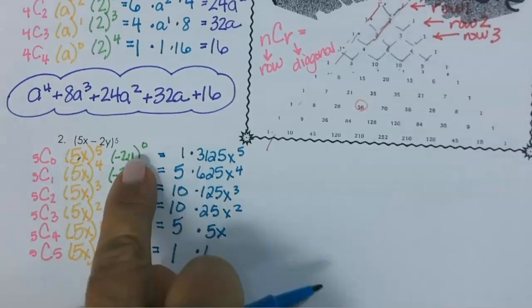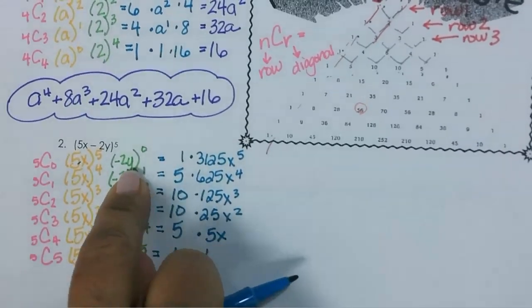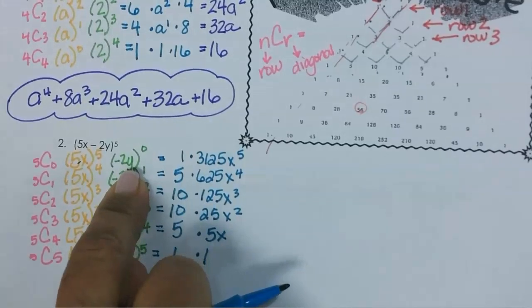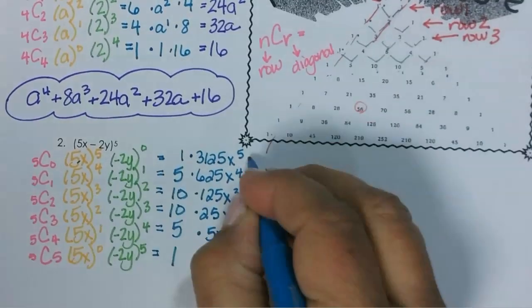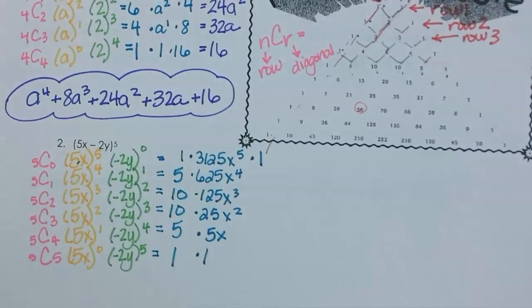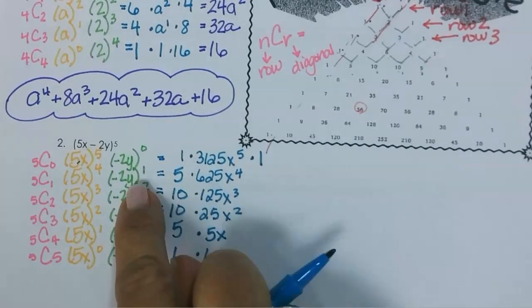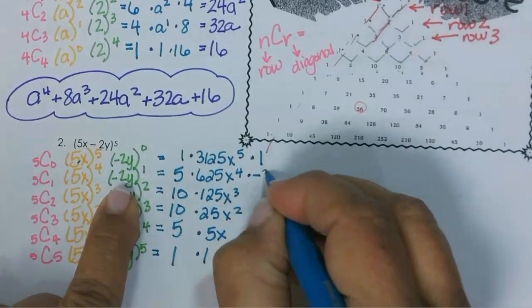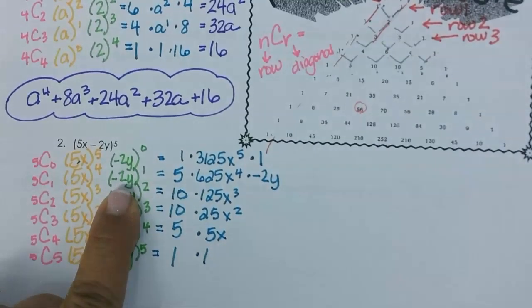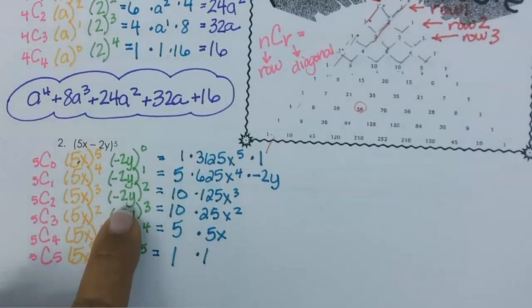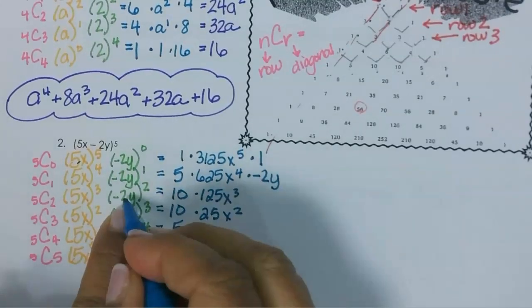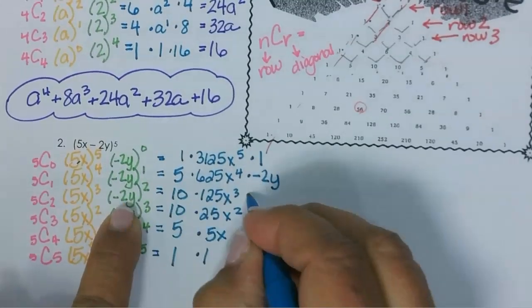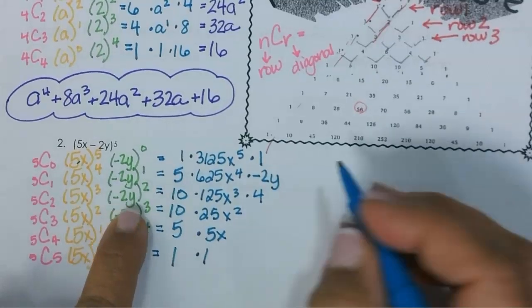Now let's raise my negative 2y's to the different powers. Negative 2y to the 0 is 1. Now I'm going to raise negative 2y to the first power. That's just going to be negative 2y. Negative 2y squared: I need to square negative 2, which makes it a positive 4, and then y squared.